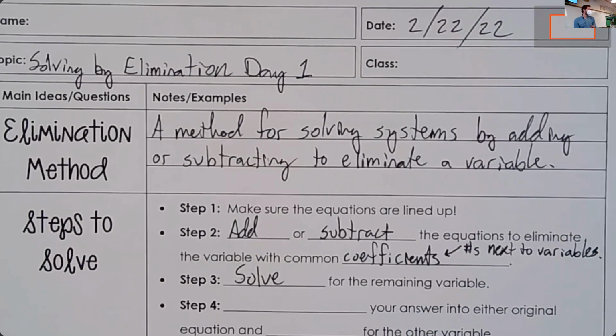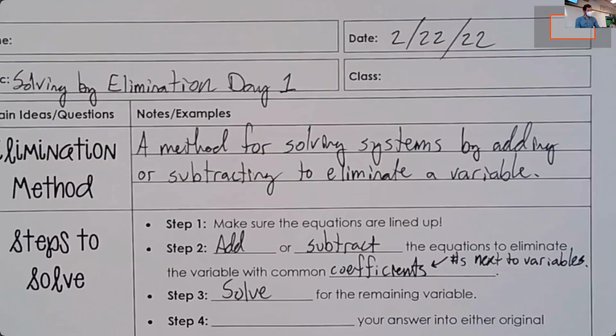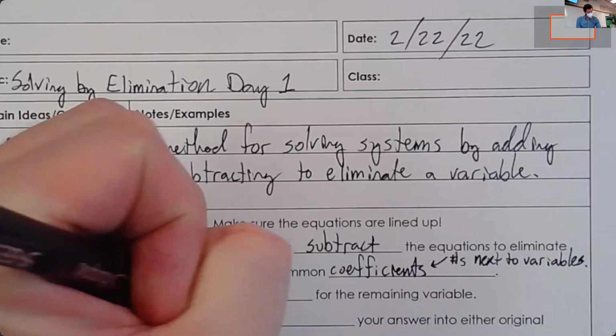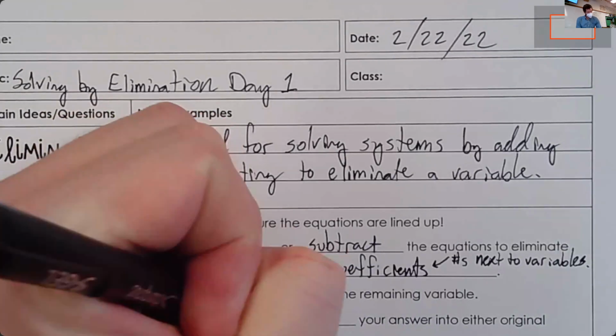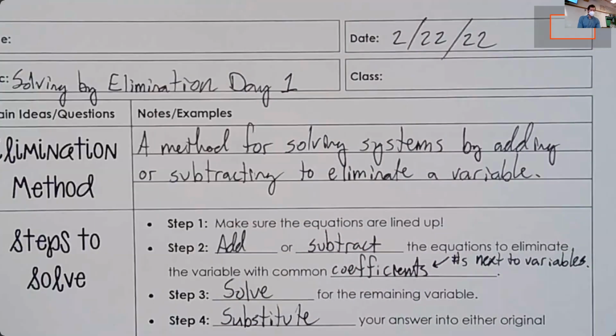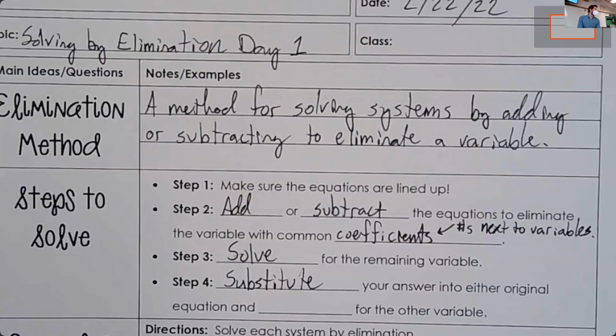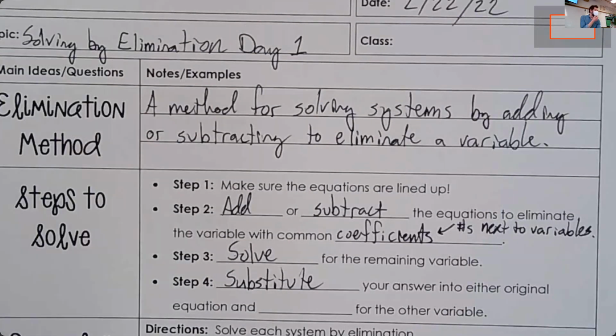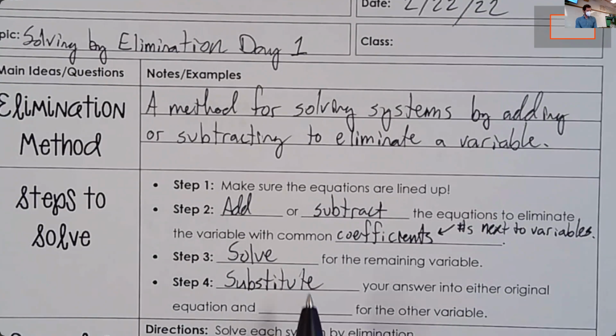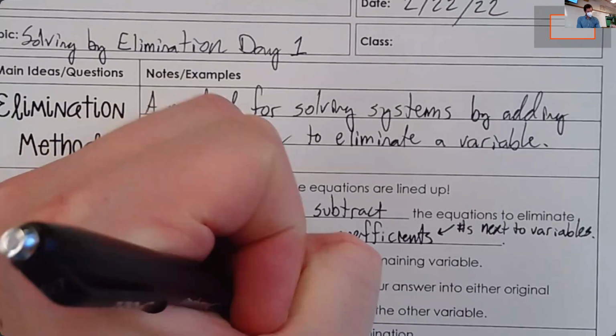Step 4 is basically the same as the last step with what we did with substitution. So step 4 is to substitute your answer into either original equation. It doesn't actually matter which one you plug it into. It didn't for substitution either, but it was always easier to plug it into one or the other with substitution. Today, it's not necessarily going to matter in terms of difficulty. So substitute your answer into either original equation and solve for the other variable.